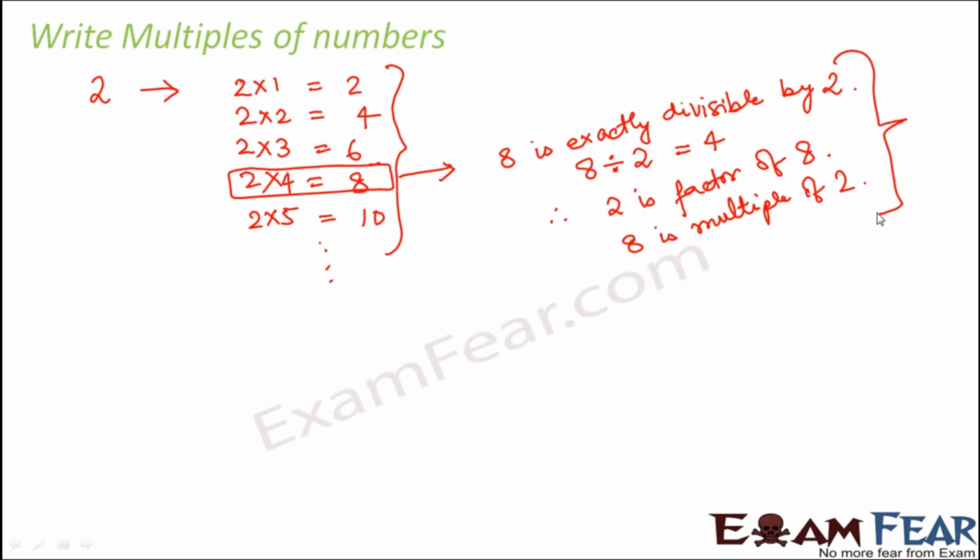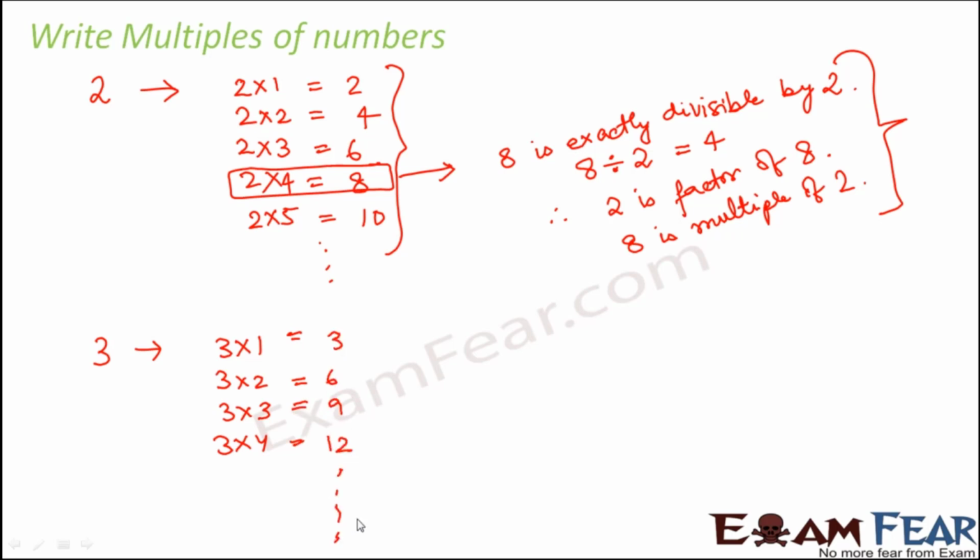Right? Let's try to write multiples of the number 3. How would you write multiples of 3? 3 into 1, 3 into 2, 3 into 3, 3 into 4 and so on. So what do you get? 3, 6, 9, 12 and so on. So in this fashion, you can write down the multiples of 3.